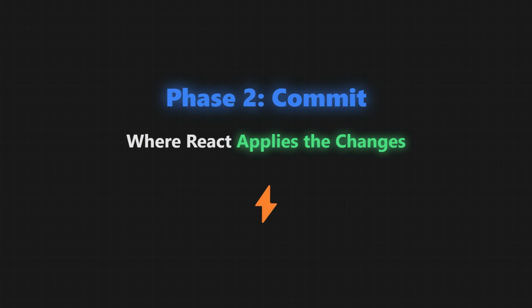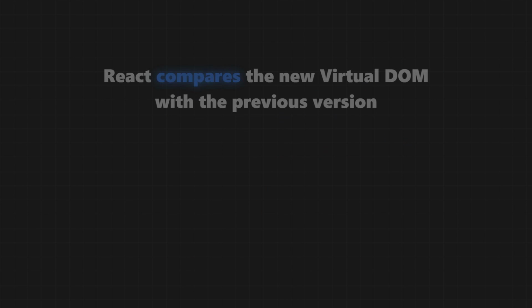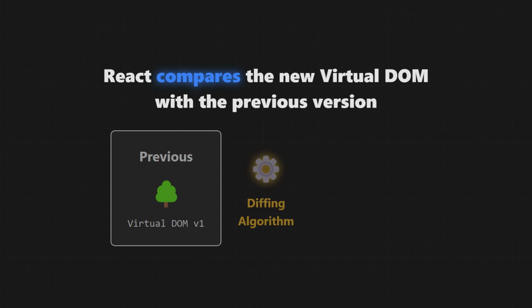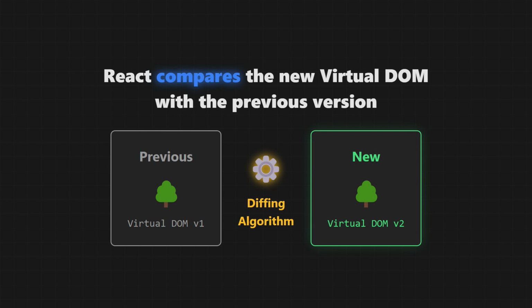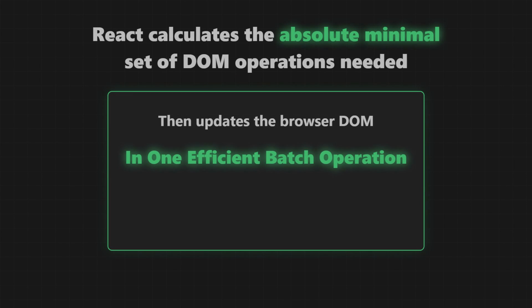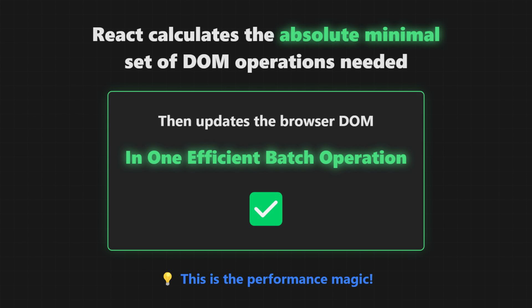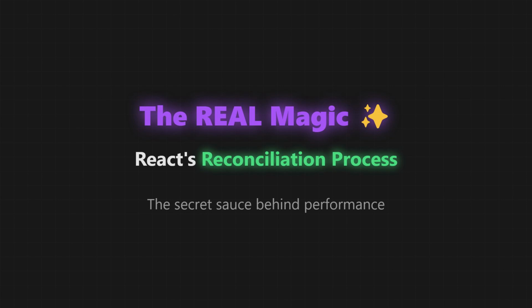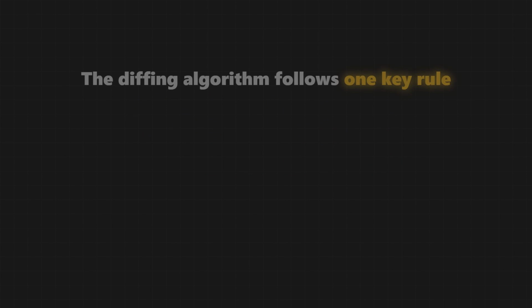Then comes the commit phase, where React applies the changes. Here, React compares the new virtual DOM with the previous version using its diffing algorithm. It calculates the absolute minimal set of DOM operations needed and updates the actual browser DOM in one efficient batch operation. The real magic happens in React's reconciliation process, which is the secret sauce behind its performance.